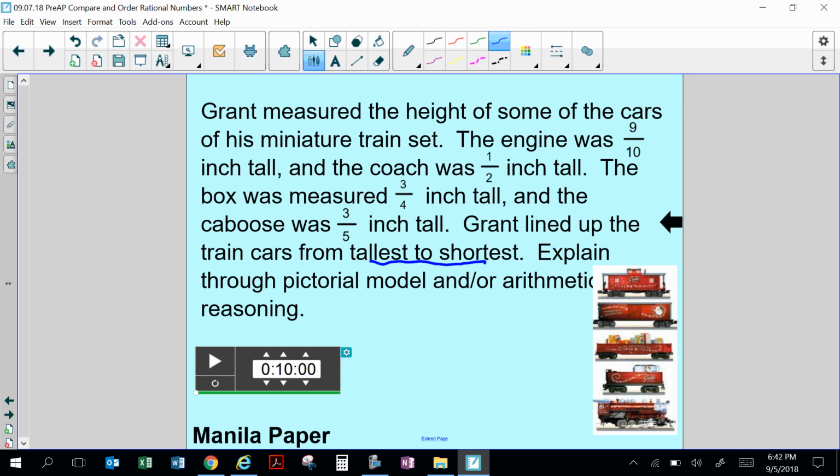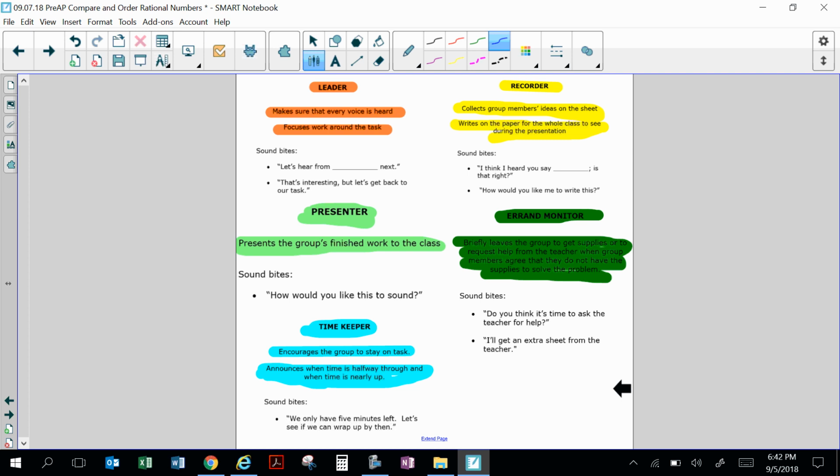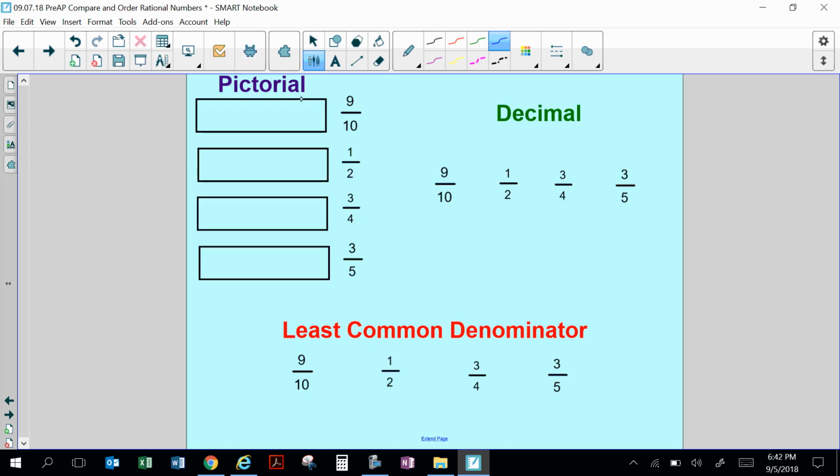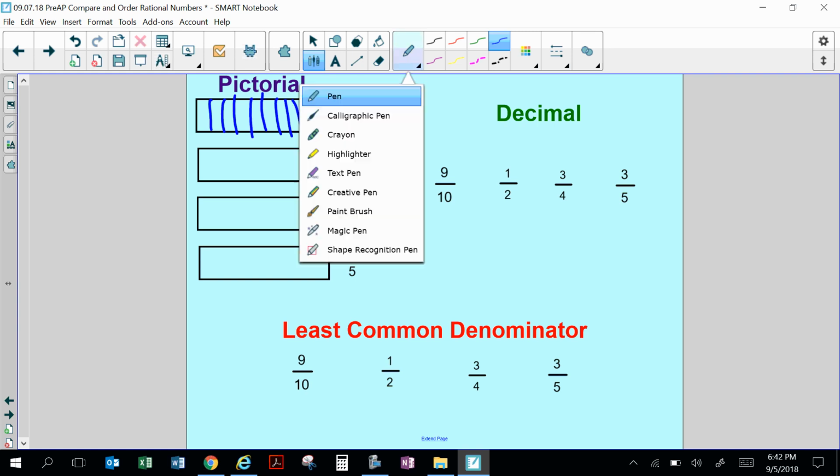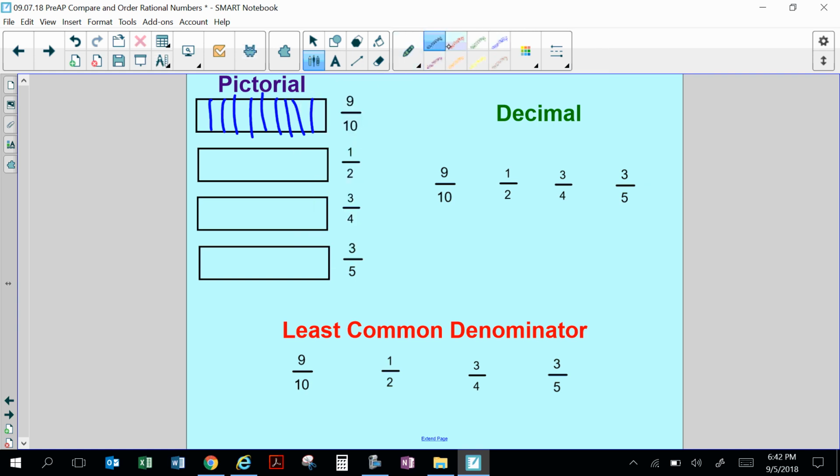So you have 10 minutes to explain this. Many ways to do it. A picture. How would you explain with pictures? Well, you could draw rectangles like this, and then you cut this into tenths, and shade in 1, 2, 3, 4, 5, 6, 7, 8, 9, 10 equal parts, and then you shade in 9 of them. 1, 2, 3, 4, 5, 6, 7, 8, 9 tenths. I think that's going to be the tallest.